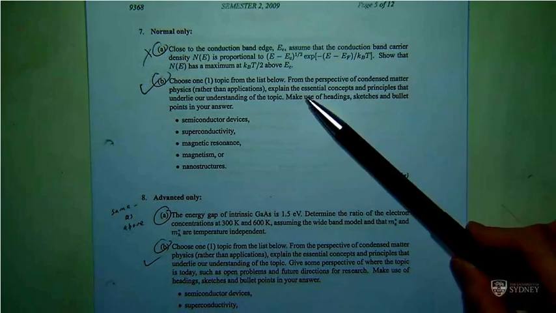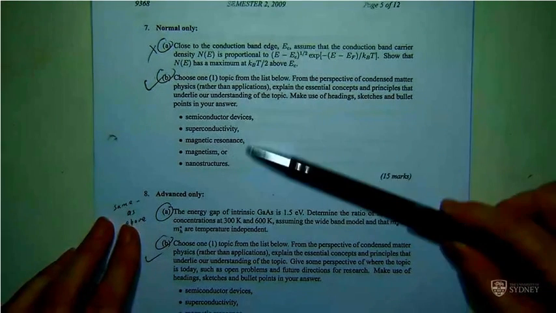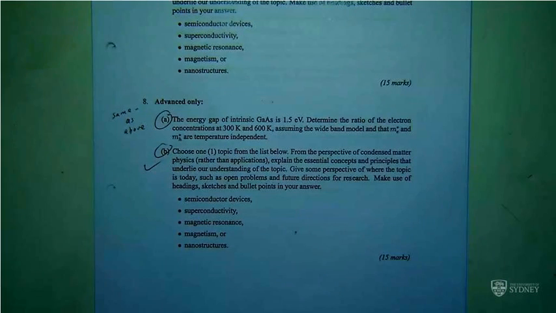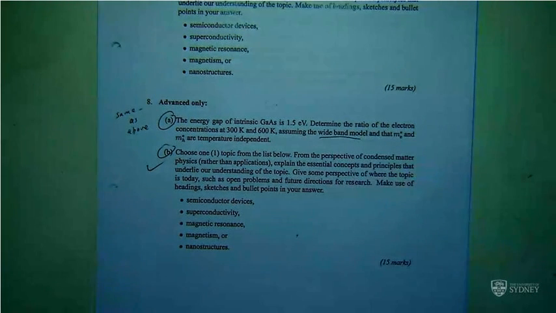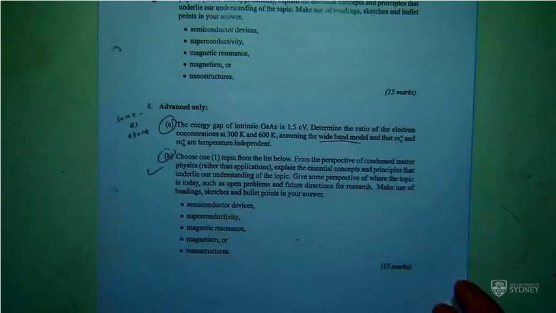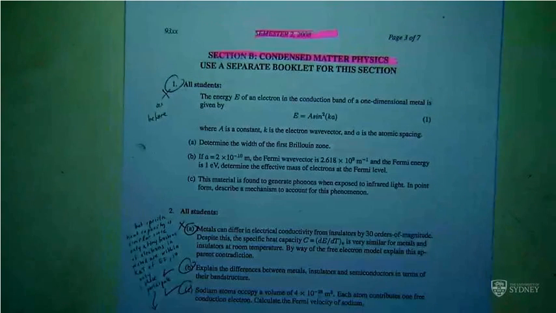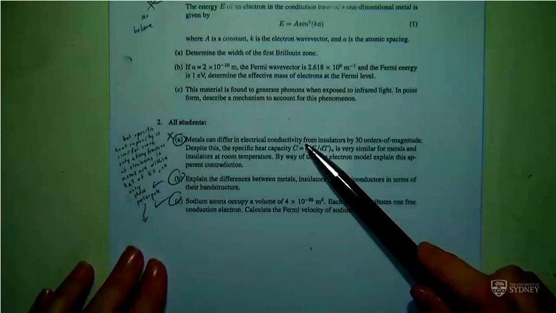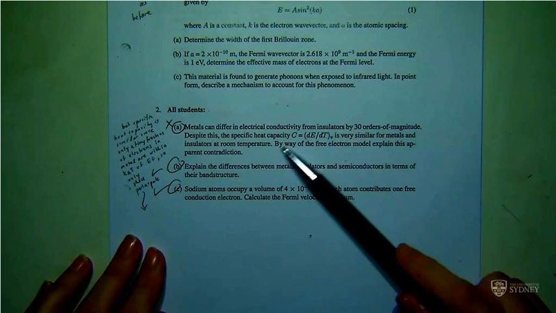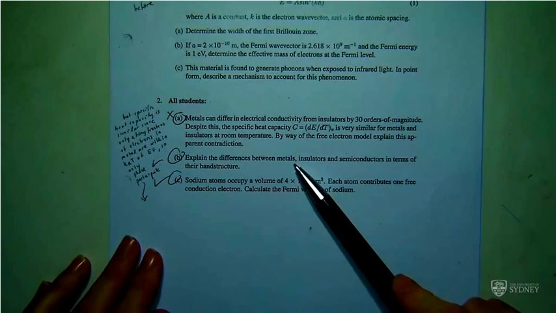This exam has fewer questions, actually. Your little essay, and here again they're talking about a wide band model. We didn't do that. You don't need to know that. Okay, I think this is the last one. You can see here, this is exactly the same question. Metals differ. This is exactly the same question. You don't need to know that one. This is exactly the same question, and this is exactly the same question.